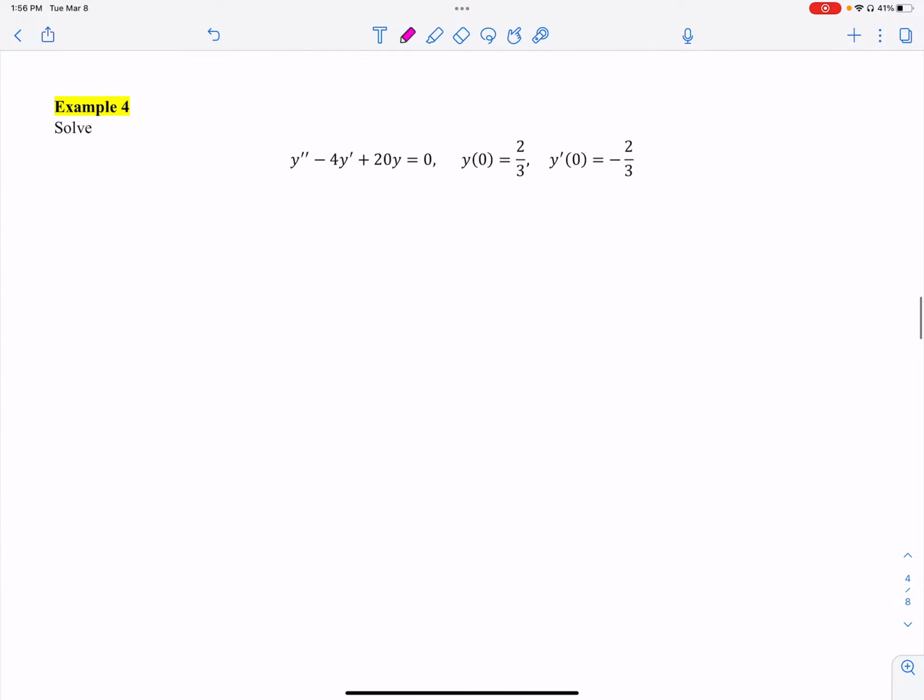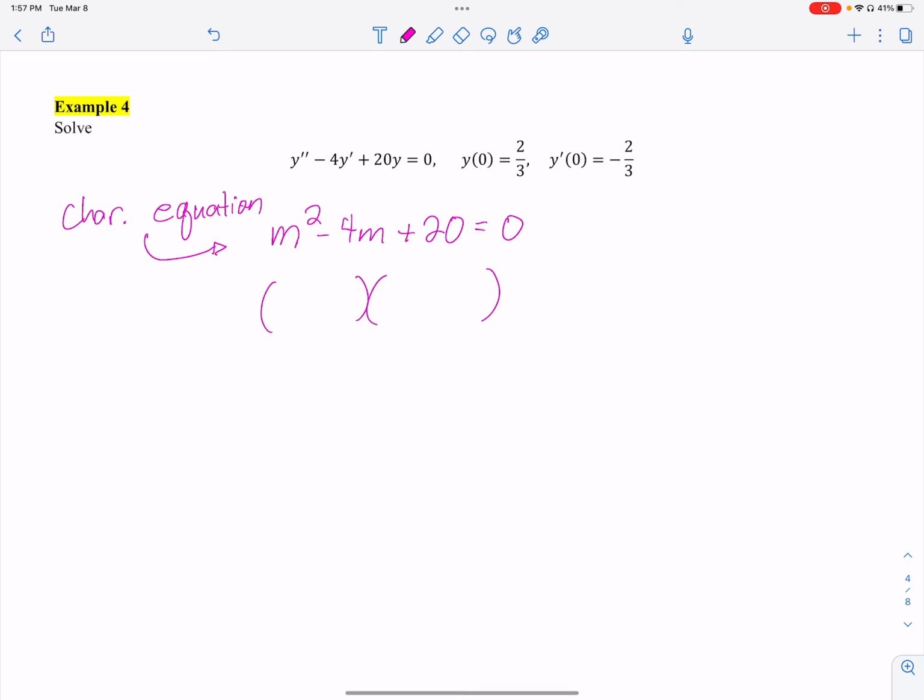Now we have one more example, and then I'll switch. It'll be another video for the back half of this. We have an IVP. I'm going to jump to my characteristic equation. It's m squared minus 4m plus 20 equals 0. So I'm just going to write characteristic equation. So there's my characteristic equation. So I can just solve that to help myself out. I believe this factors. Maybe not. Nope.